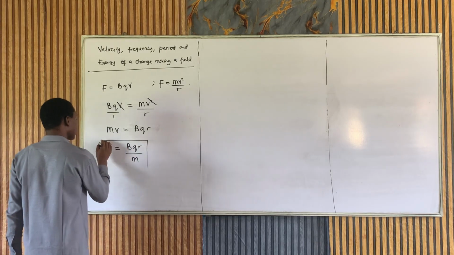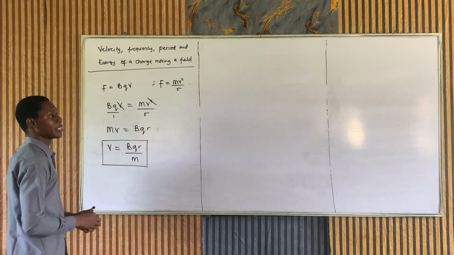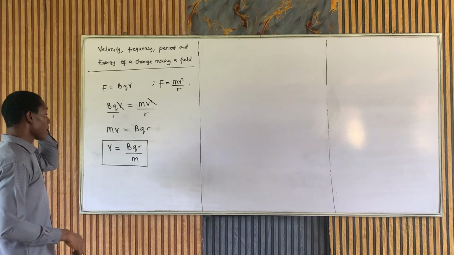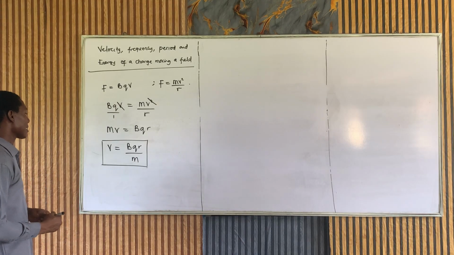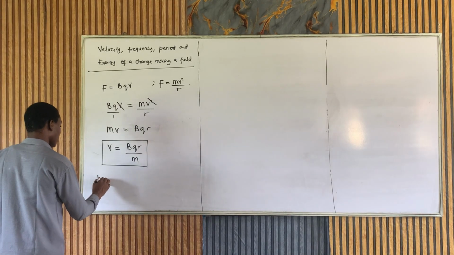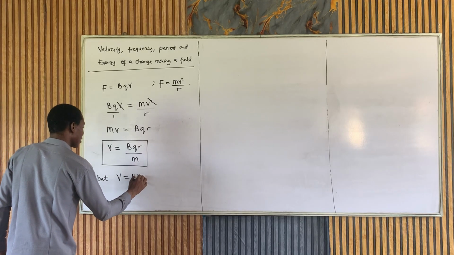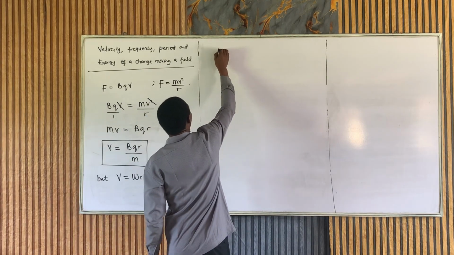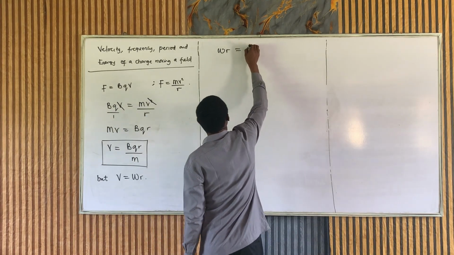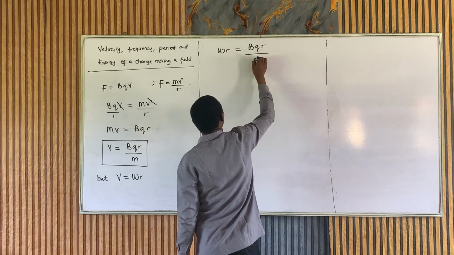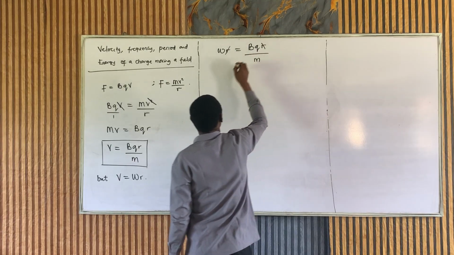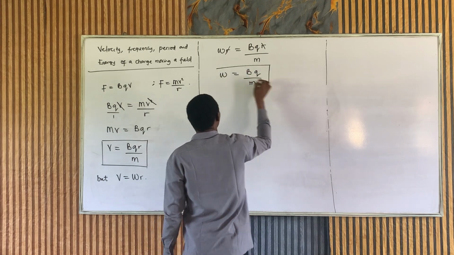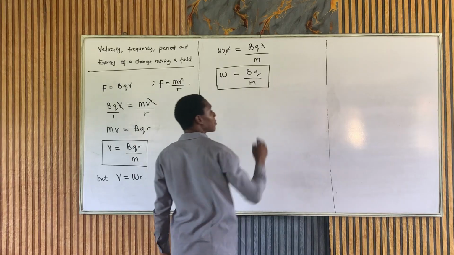This is the equation for velocity for a charge moving in a magnetic field. Again, velocity is angular velocity times r. In that case, we have omega r equal to BQR over m. We can eliminate one of the r's here, and we get that angular velocity is equal to BQ over m. This is the equation for the angular velocity.